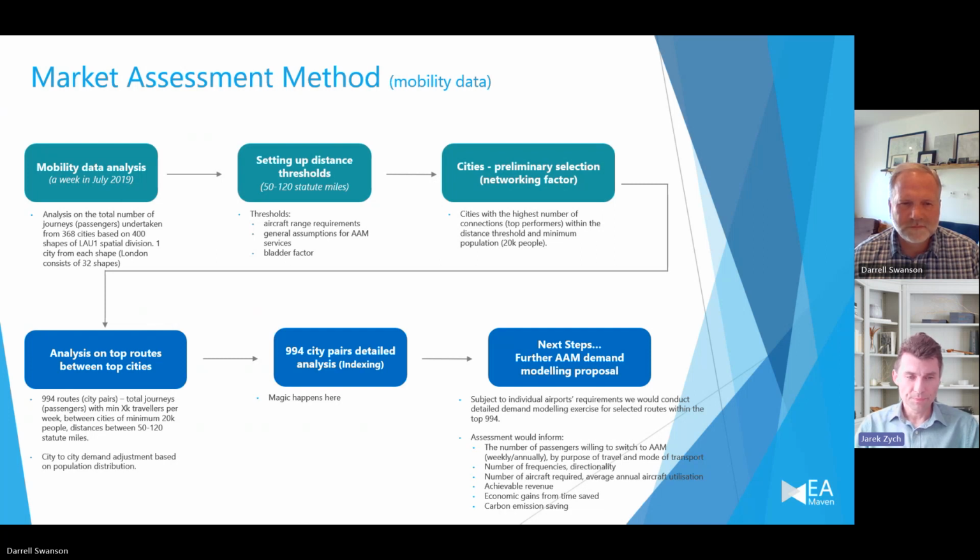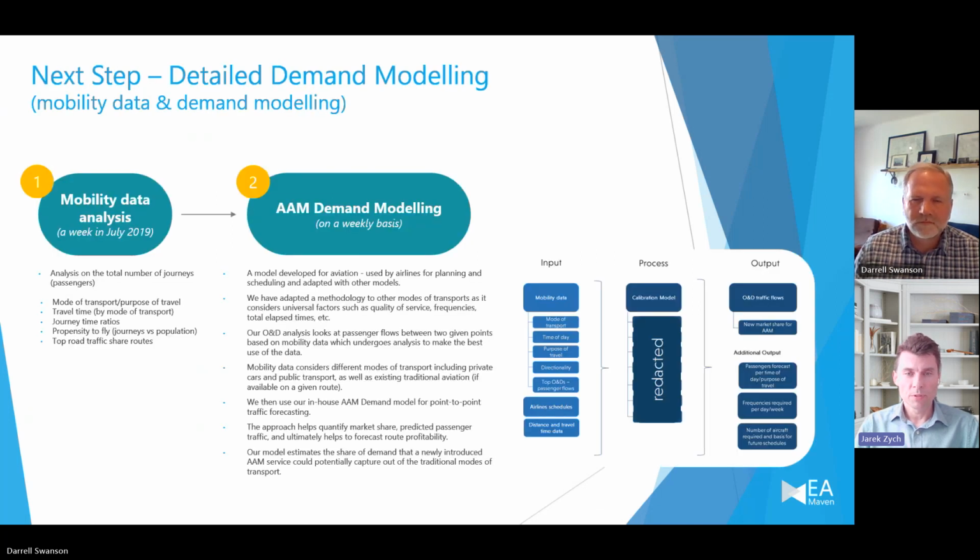This minimum number of travelers has been derived from our experience from other work that we have done over the last years. On those 994 city pairs, we've conducted detailed analysis, which we call indexing, through several universal factors like travel times, frequencies, or convenience of travel. We use some weightings and coefficients to come up with the total and top list of routes. This is the first layer of our analysis, which we then take to the second and third layer, which is our demand modeling and scheduling.